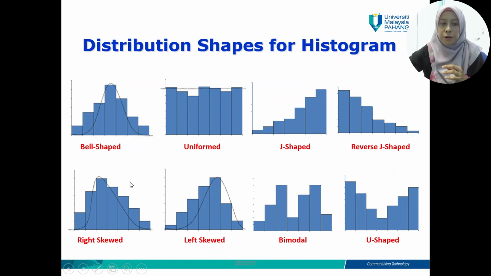So most of them are on the right hand side and fewer on the left hand side. So this is left skewed distribution. Bimodal, when you have two distinctive peaks, okay? And this is U-shaped distribution, alright?